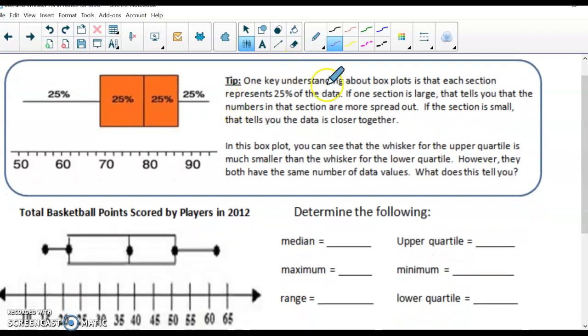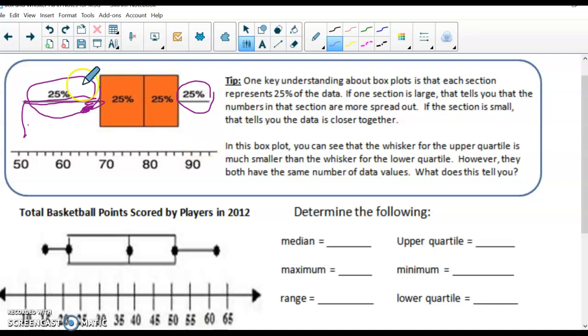Okay, one key understanding about box plots is that each section represents 25% of the data. If a section is small, the data is close together. If a section is large, then the numbers are more spread out. In this box plot, you can see that the whisker for the upper quartile, that's this one right here, is much smaller than the whisker for the lower quartile. This means the data is very spread apart here. Maybe there's only one score down here, and the rest of the scores are really right here. And here the data is close together.